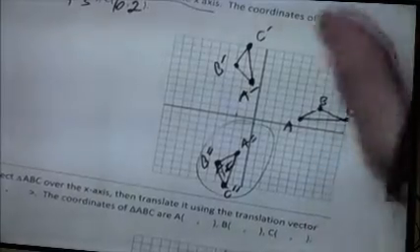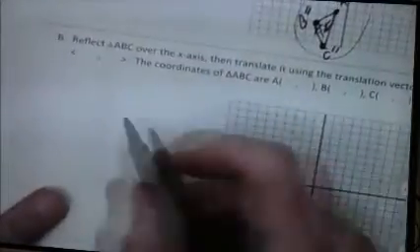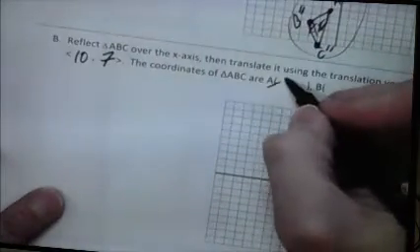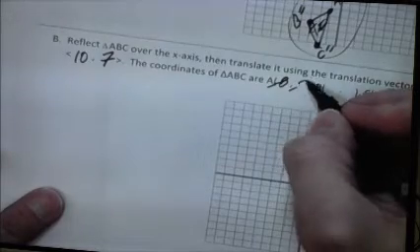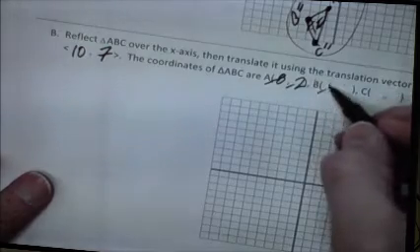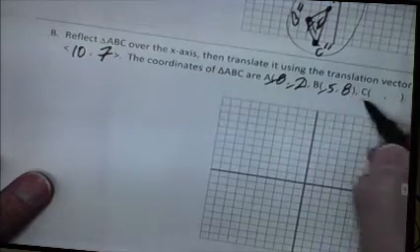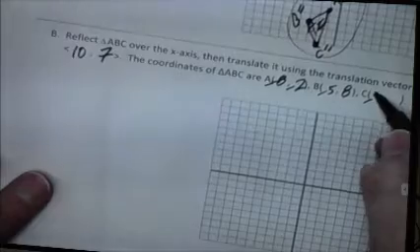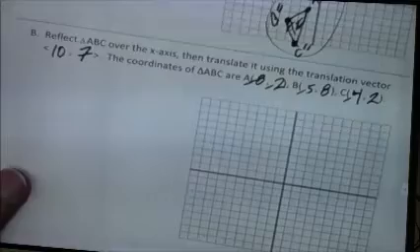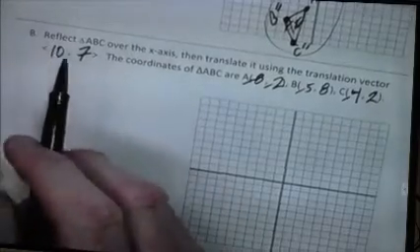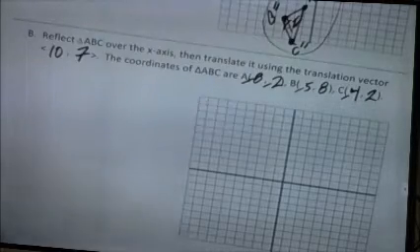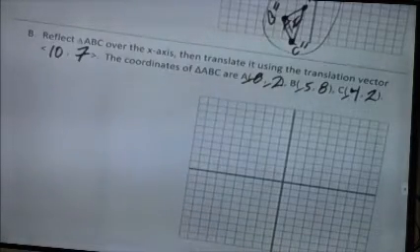On the bottom one, I'm not going to do it here with you, but I'm going to give you these, so if you wish to practice doing one of these, you may, and I'll show the answer for it when I post this on Google Classroom. -8, -2 for A, -5 and 8 for B, -4 and 2 for C, and the translation vector is 10, 7. So this one, it's like the opposite of one of the others. You're going to reflect this first, then you're going to translate it following the translation vector.